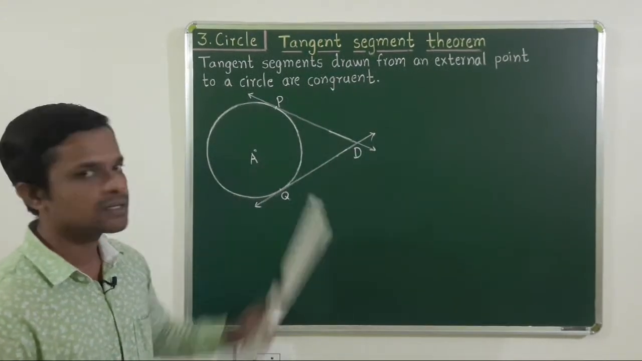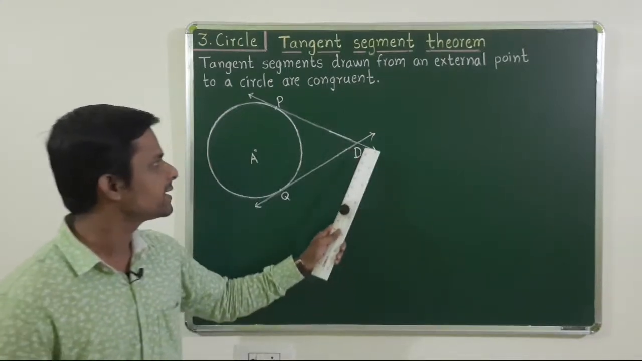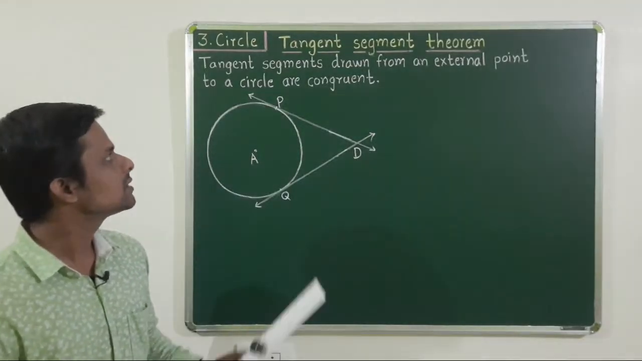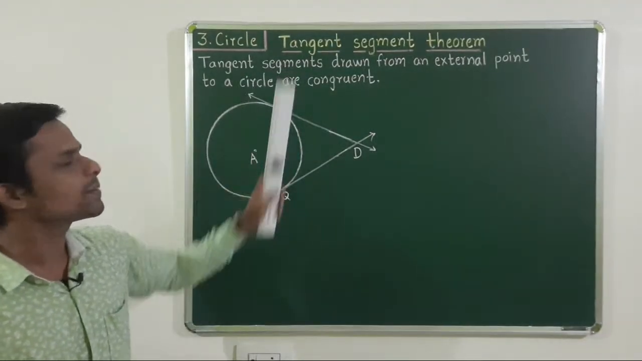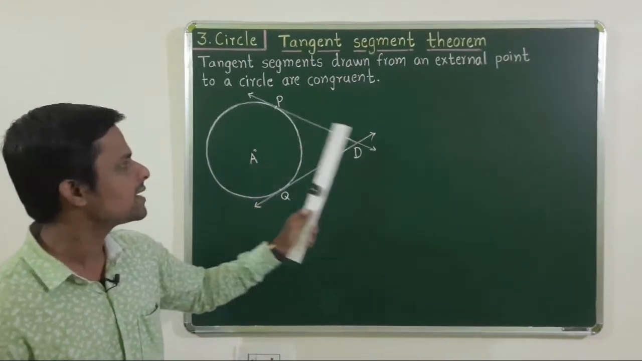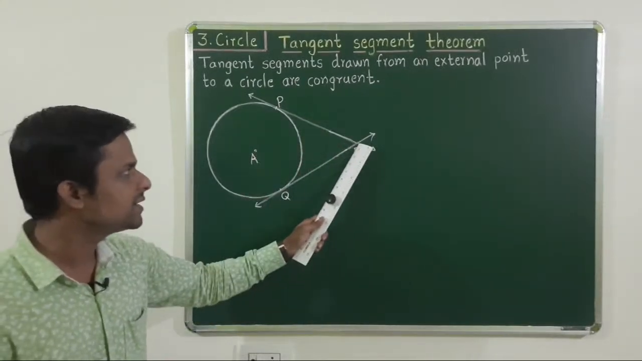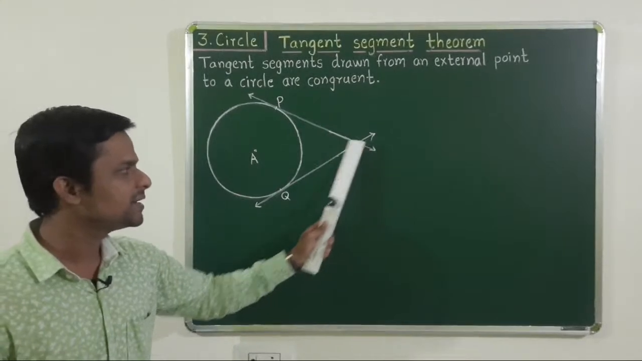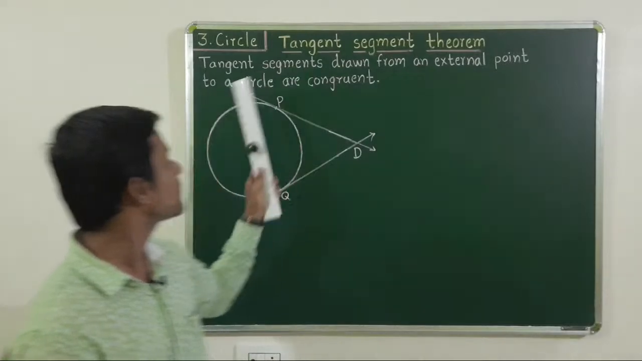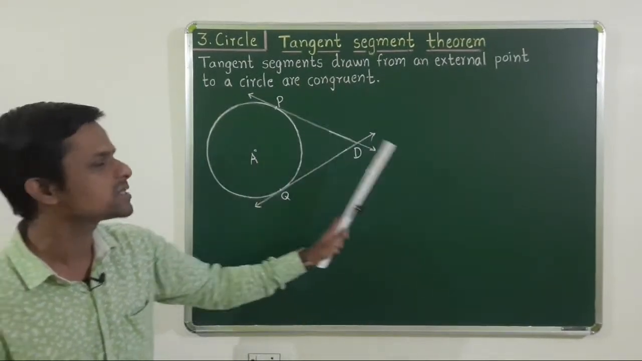Now here is one circle given with center A, and there are two tangents, that is line PD and line DQ. Now what is the meaning of tangent segments? These are the parts of tangents. Segment DP and segment DQ are the two tangent segments drawn from an external point. Now point D is an external point. External point means it is outside the circle.